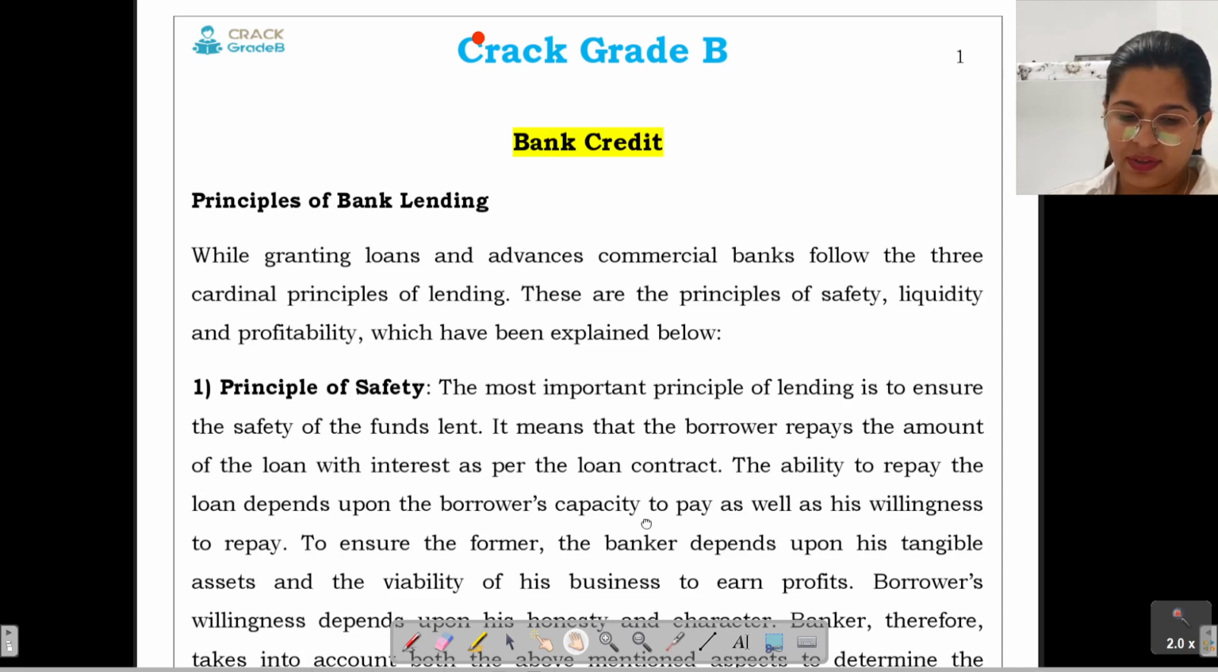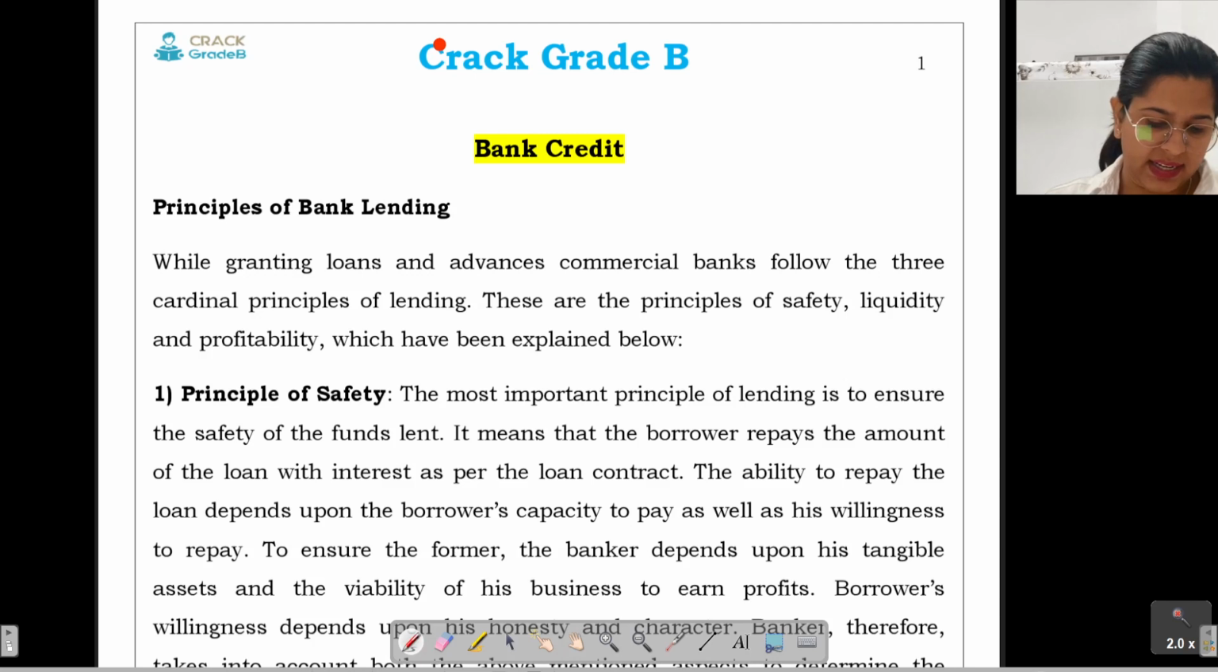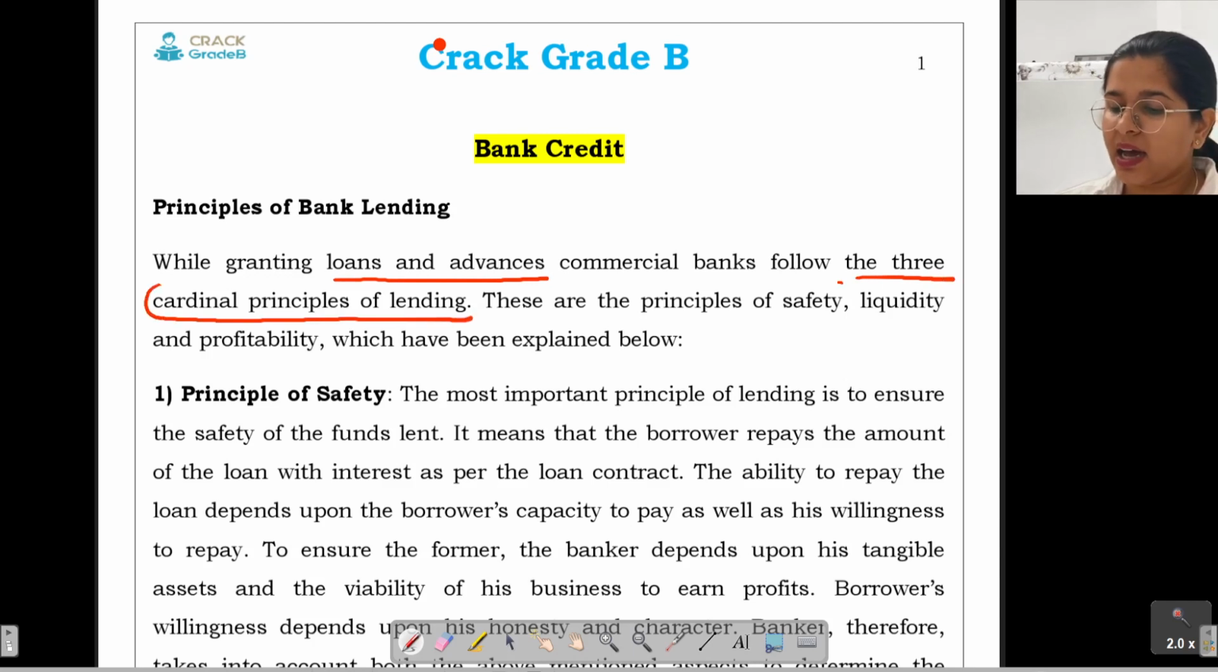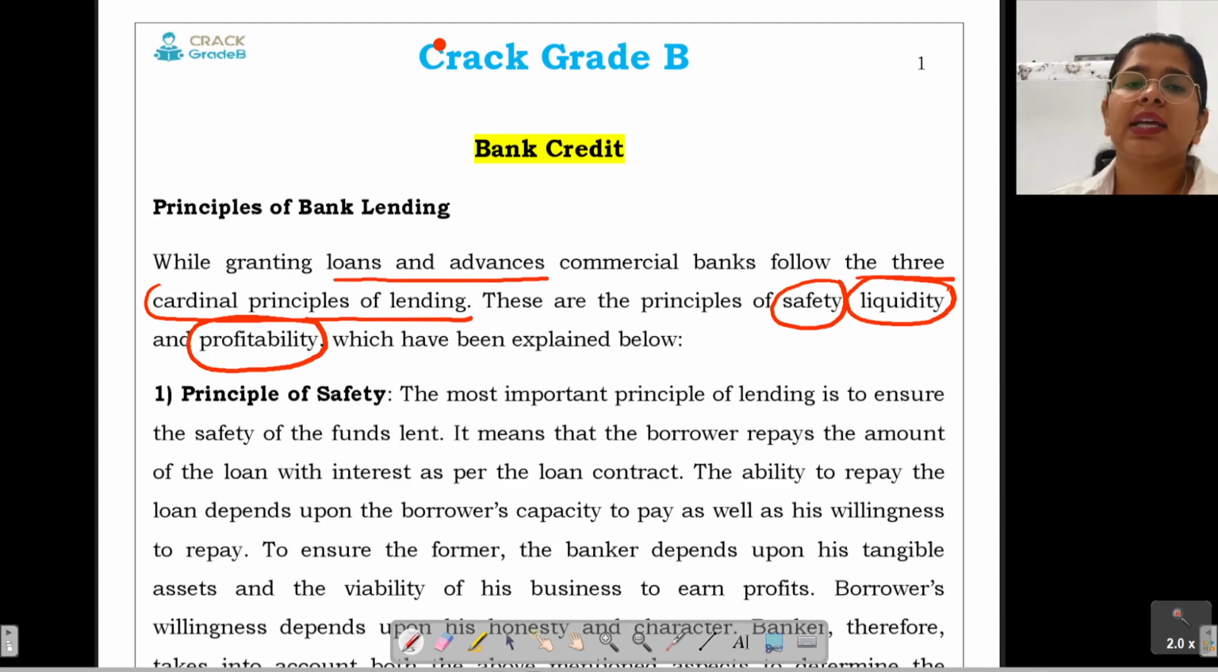First of all, we have the principles of bank lending. While giving a loan, what kind of principles does a bank need to follow? While granting loans and advances, commercial banks follow three cardinal principles of lending: the principle of safety, the principle of liquidity, and the principle of profitability. Obviously, because banks are not a welfare organization, you cannot expect welfare activities from the bank. They exist for commercial principles, and that is why the principle of profitability is one of them.